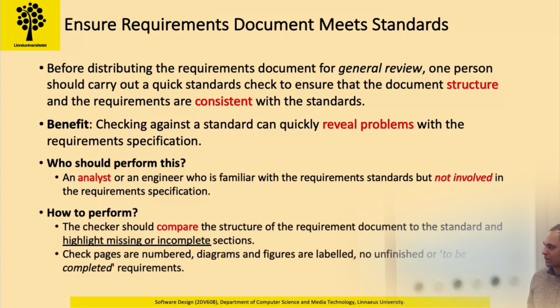But how can he do that? Basically, he can simply highlight missing information or incomplete sections, and check for other common things, like whether all the diagrams or figures are labeled, or whether there are any empty requirements, in the sense that those requirements are not detailed yet or not described well. So he simply highlights and identifies those problems in the document itself.